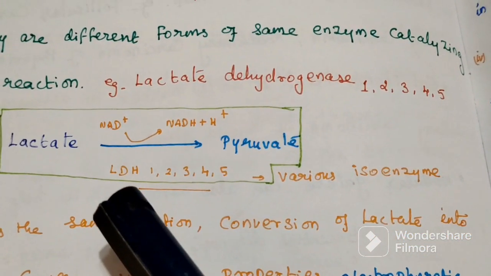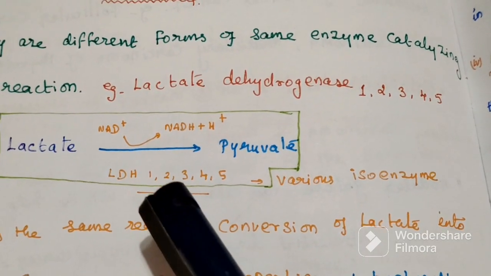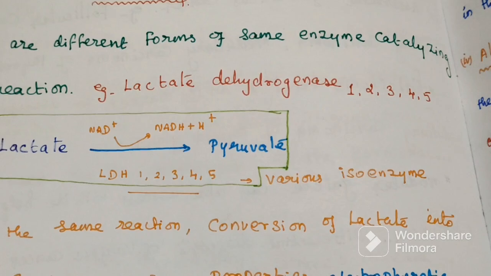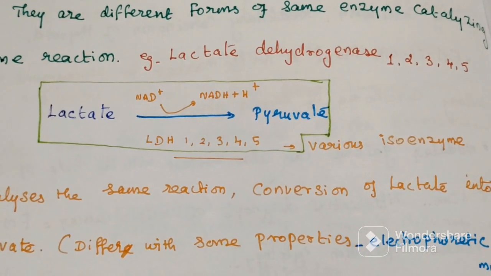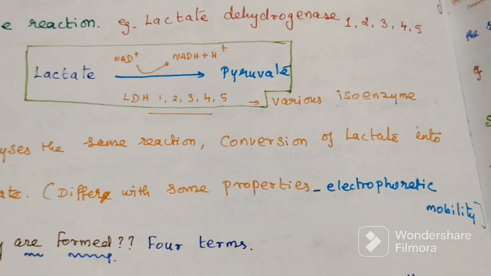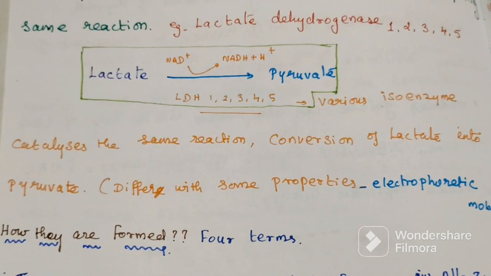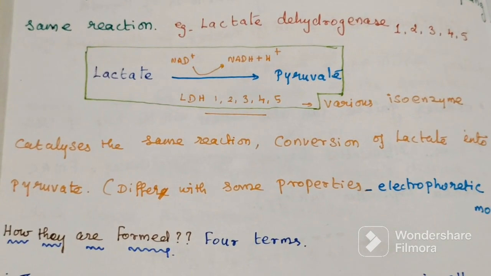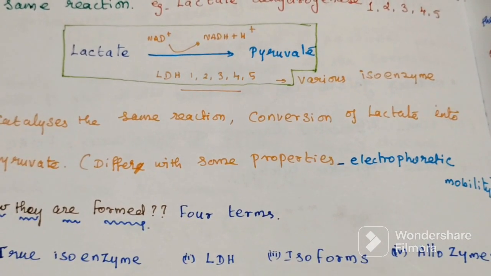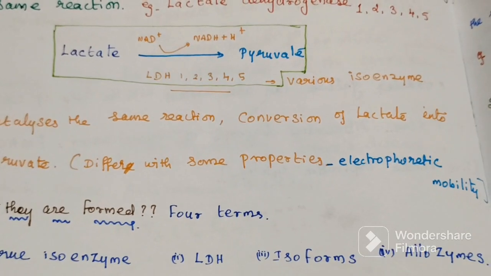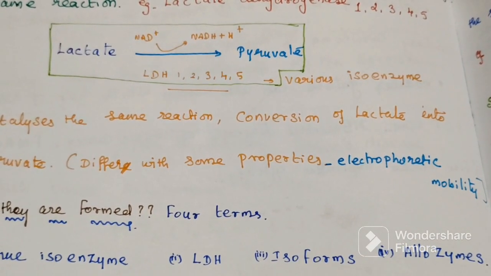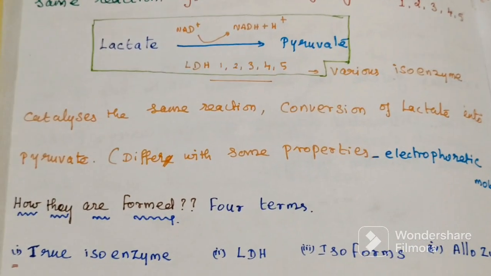LDH, lactate dehydrogenase 1, 2, 3, 4, 5. These are the various isoenzymes catalyzing the same reaction, that is conversion of lactate into pyruvate, but they differ in their properties. For example, they differ in electrophoretic mobility. That is why they are known as isoenzymes.